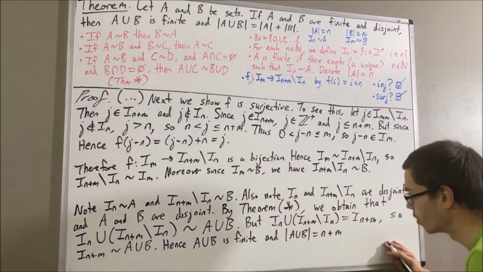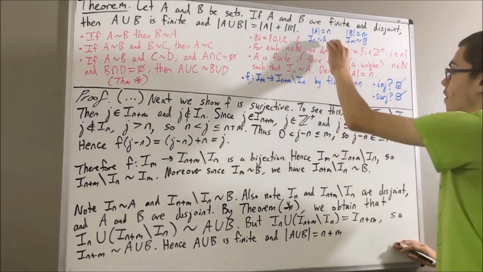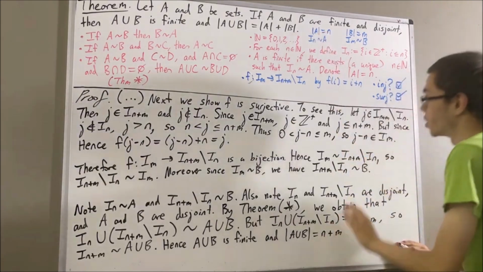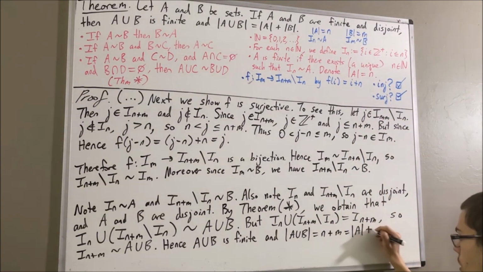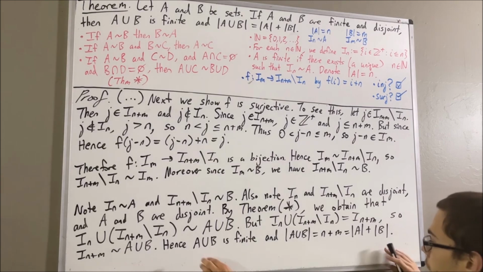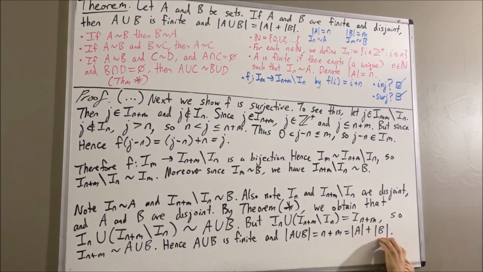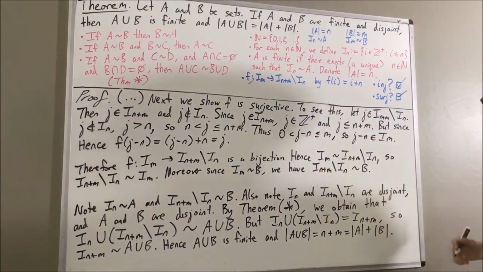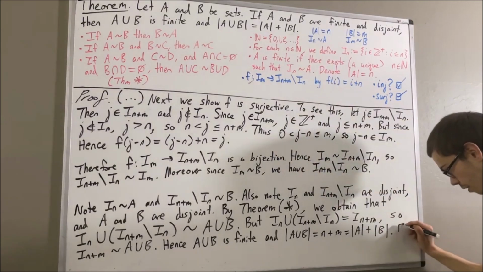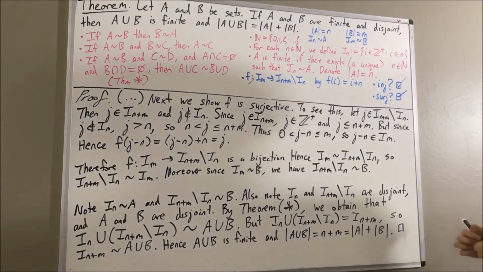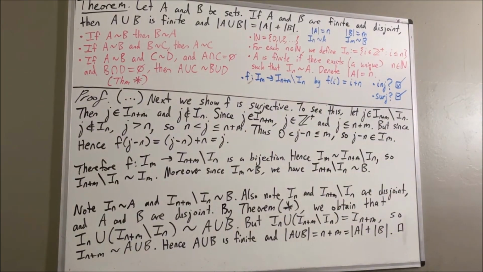And from when we started, n is just the number of elements in A, m is just the number of elements in B. And so we have proven that the union of A and B is finite, and the number of elements in the union of A and B is equal to the number of elements in A plus the number of elements in B. So we've proven precisely what we wanted to prove. So this completes the proof. And so yeah, that's pretty much it for this video.